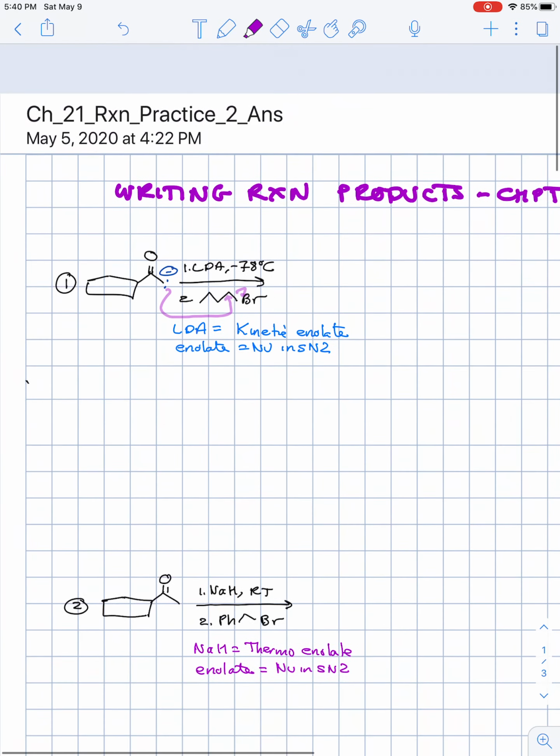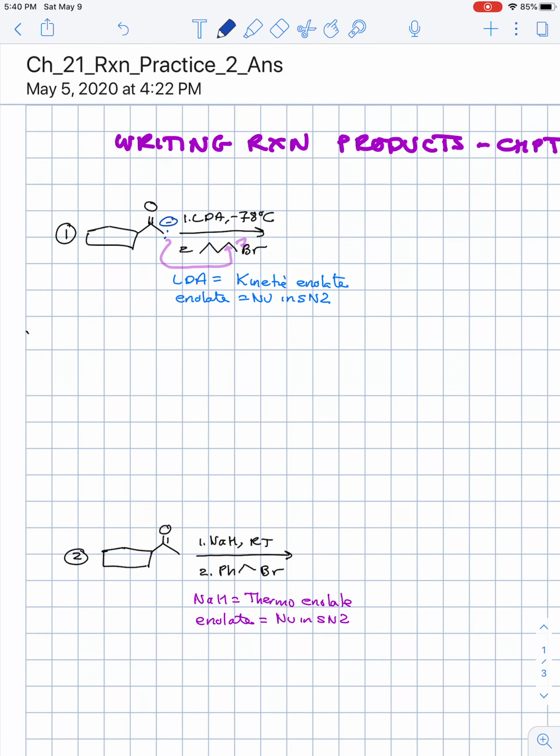the alkyl halide. And so what we're going to end up with here as a product, there's your enolate carbon, and then we're going to add to that 1, 2, 3, 4 carbons. So we should have a total of 5 carbons there.